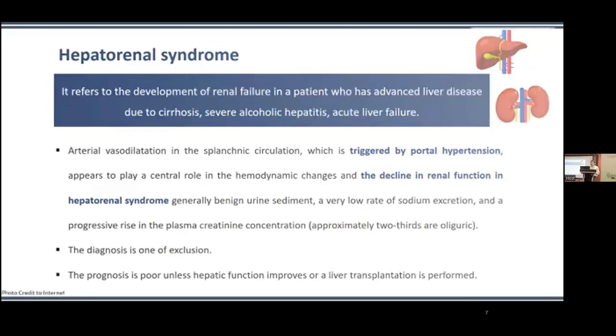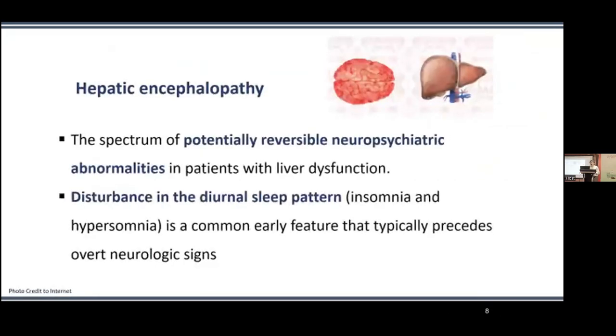The next common complication of cirrhosis is hepatic encephalopathy. These are potentially reversible neuropsychiatric abnormalities in patients with liver dysfunction. Patients might present with disturbance in sleep patterns, such as insomnia or hypersomnia. These are common early features that typically precede the overt neurologic signs.